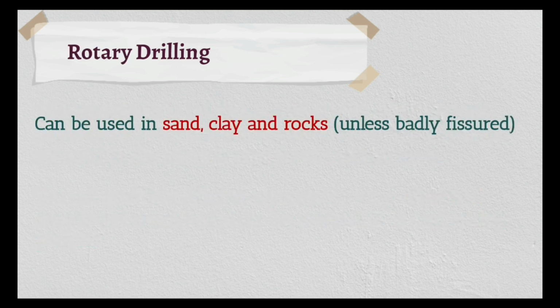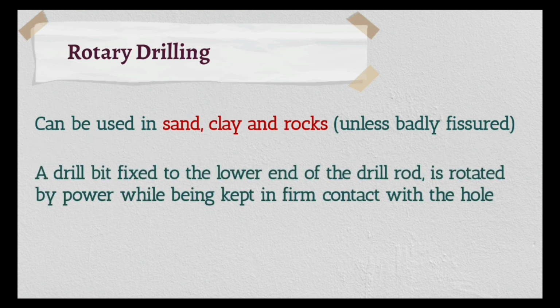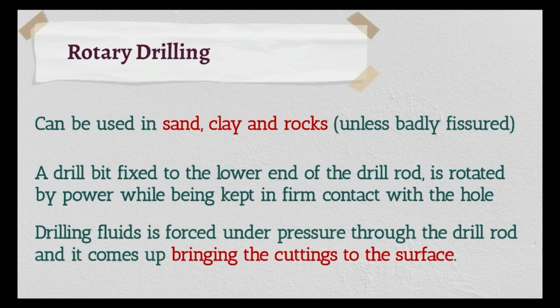Next we are going to see about rotary drilling. Rotary drilling can be used in sand, clay and rocks, but the area should not be fissured. If it is fissured, we are not able to drill there. In this method, a drill bit is fixed to the lower end of the drill rod and is rotated by power while being kept in firm contact with the hole. The drill fluid is forced under pressure through the drill rod and the flushing material comes up, bringing the cuttings to the surface.